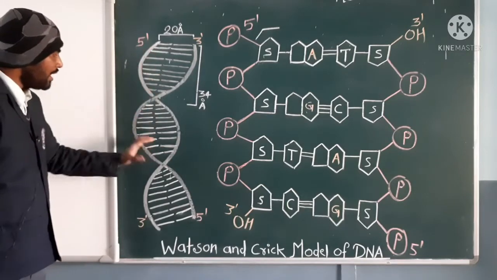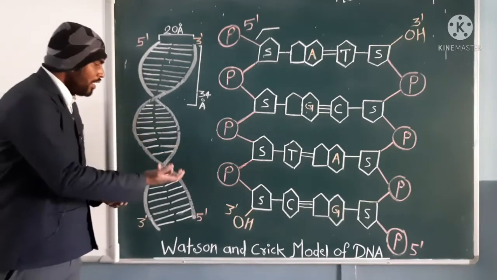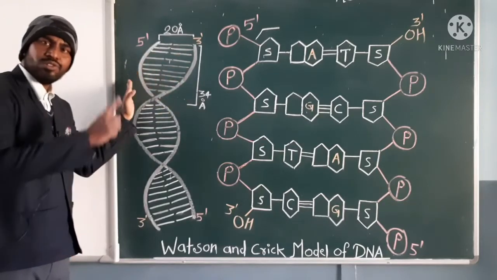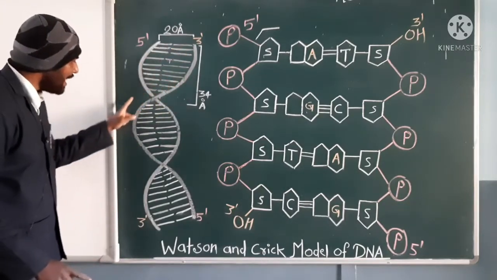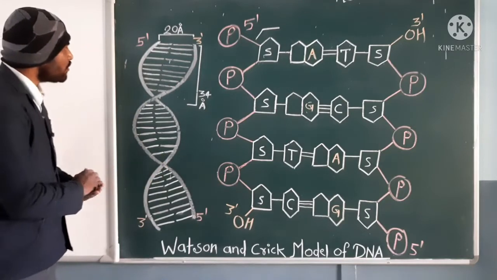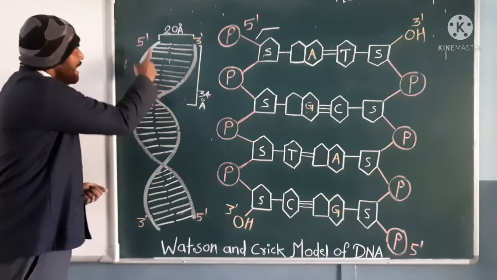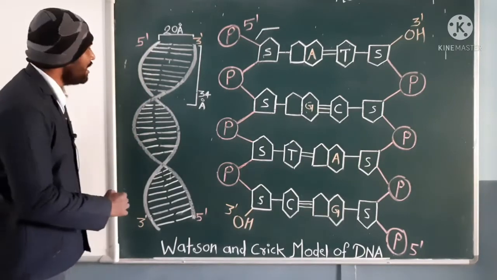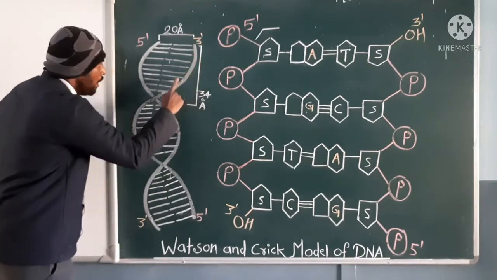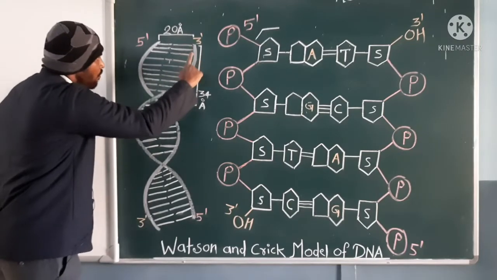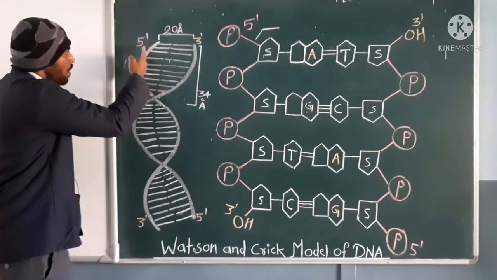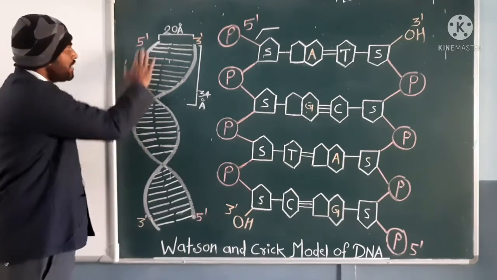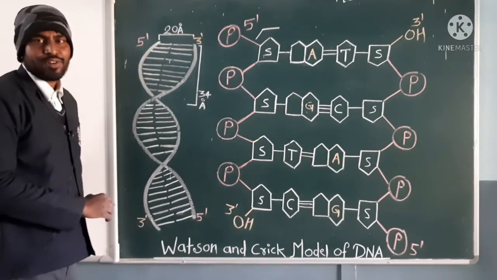In this structure of DNA, according to Sir Watson and Crick, the DNA is made up of two thread-like strands. They form the DNA molecule, and these strands always run anti-parallel in direction. That means if one strand is taking a clockwise curling or clockwise helix, the other strand is always opposite to this strand. Okay, it is taking an anti-clockwise helical structure.